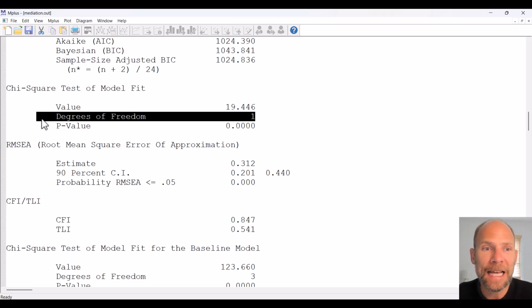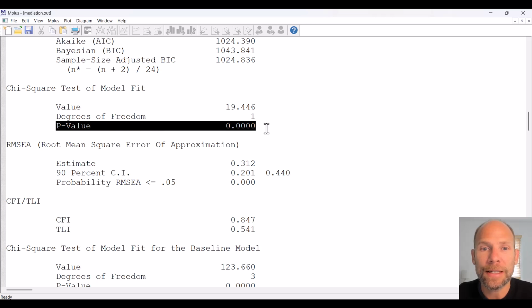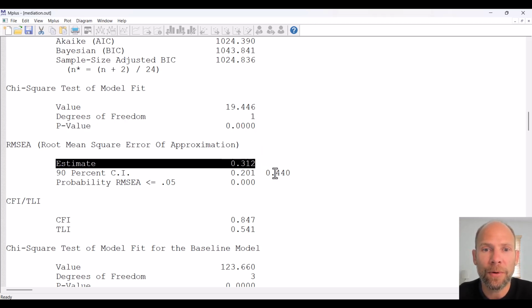And you can see that the p-value for the chi-square statistic is very, very small, smaller than 0.0001, and so as a result the model is rejected. So the chi-square test indicates significant misfit of the model, and that is confirmed by other fit statistics that look really bad as well. So you can see the RMSEA is 0.312, so that is far away from an acceptable RMSEA. It should be 0.05 or below.